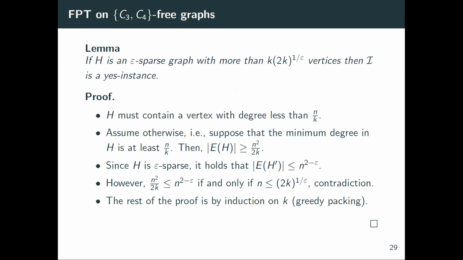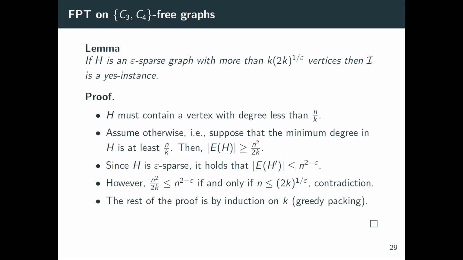So the first lemma, as I told you: if H is epsilon sparse and has more than this many vertices, then it's a yes instance because you have a k-size independent set in H. The idea of this proof is simple. It's a counting argument. What you need to do first is to show that H must contain a vertex of degree less than n over k. And then you apply the standard greedy packing algorithm for constructing an independent set of size k.